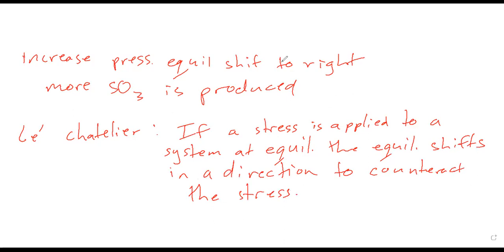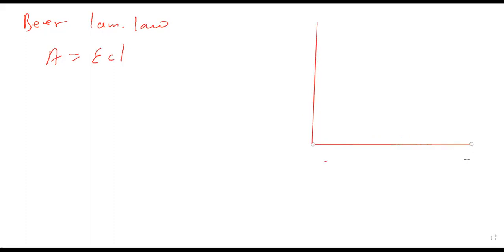All right, for UV, let me just mention this. Beer-Lambert's law: A equals epsilon c l. You can get a graph to plot. If you get a graph to plot, it will be absorbance versus concentration. You are going to get a straight line.